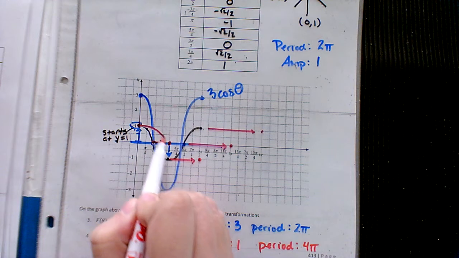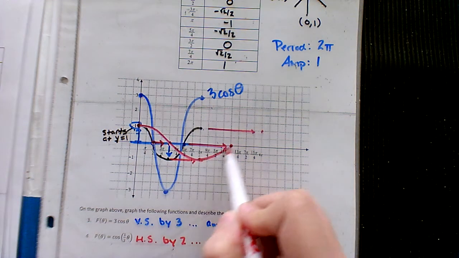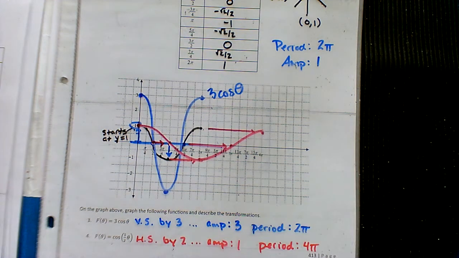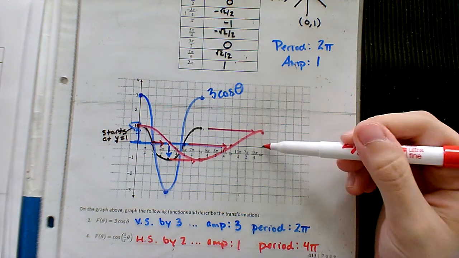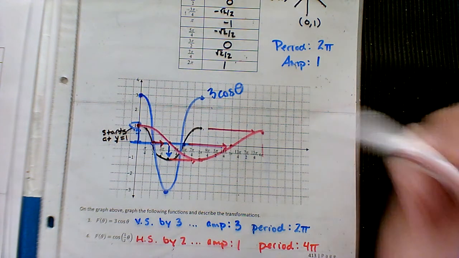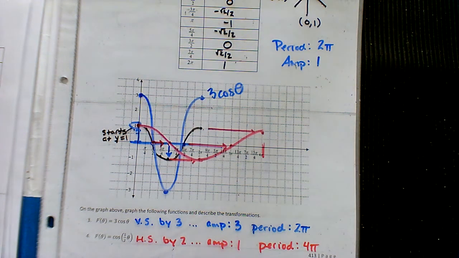So if we connect all of those red dots, there's our 1 cycle just stretched out. And notice how it ends at, or sorry, 4 pi. Like we said the period should be.